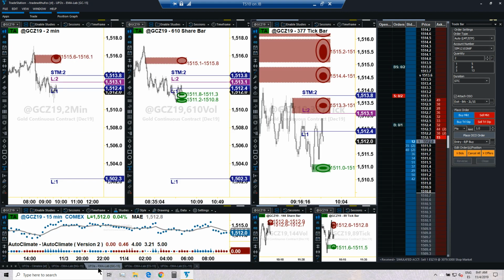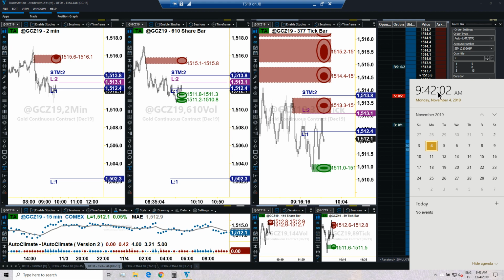Gold. What do we have? Setup still valid. Yes, it is. Everything is still valid. Nothing to add to the gold trade. The gold trade is still valid, just waiting to get filled. The only thing I will add is that 3 minutes from now, we're going to have an update on the climate. And I would say that this may now invalidate the trade.